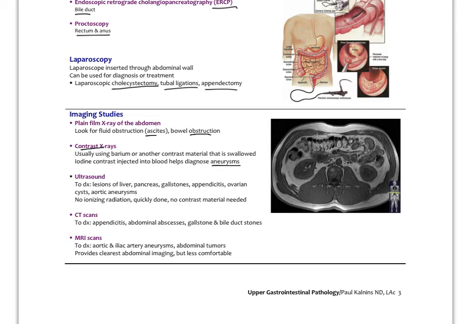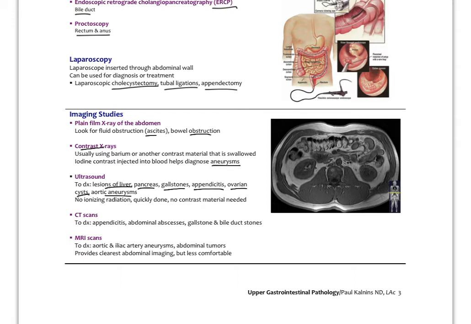I mentioned ultrasound, very common technique in addition to the endoscopy, and that's for looking for any liver lesions, lesions in the pancreas, gallstones, very important there. Looking for appendicitis. In the early stages, it's sometimes hard to see with the ultrasound, but definitely later stages, looking for ovarian cysts and aortic aneurysms. No ionizing radiation, it's quickly done, no contrast material is needed. So this is a very popular technique for a lot of GI issues.